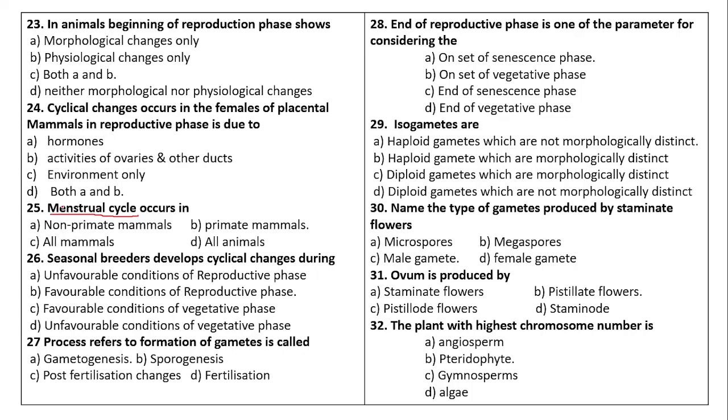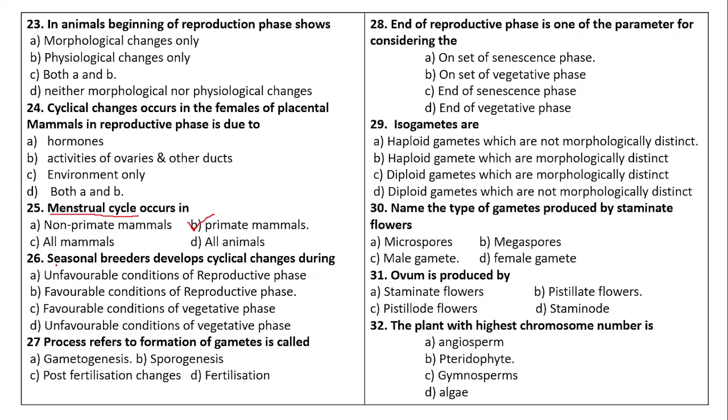Coming to the question, menstrual cycle occurs in, as I have told you, the menstrual cycle is the reproductive cycle found in the primate female mammals, not in all the mammals. Okay, coming to the next question, 26th.